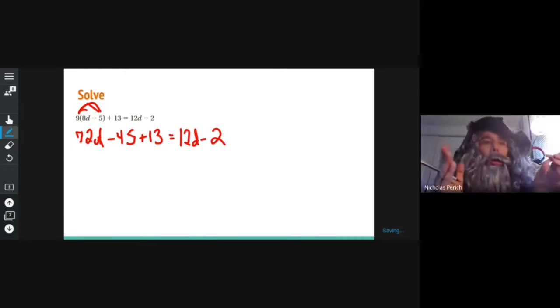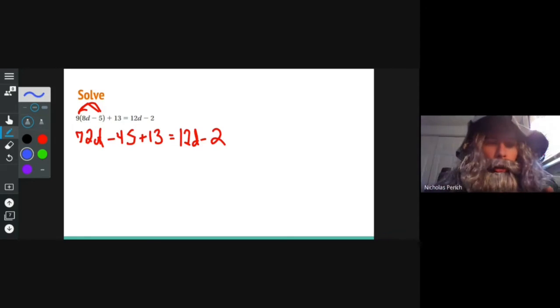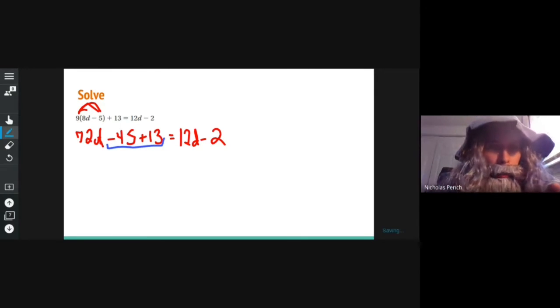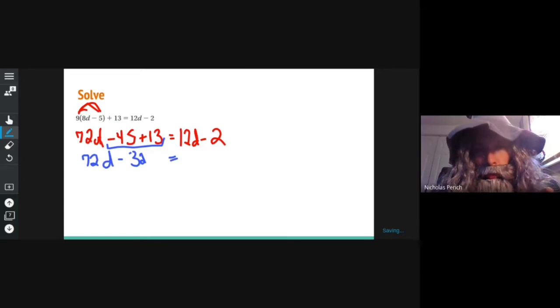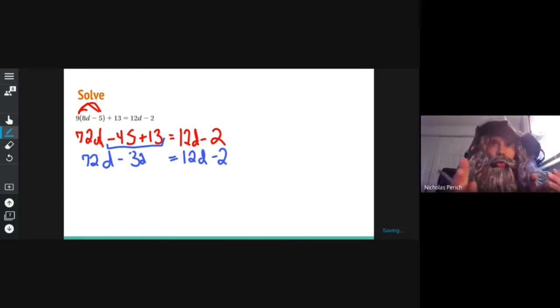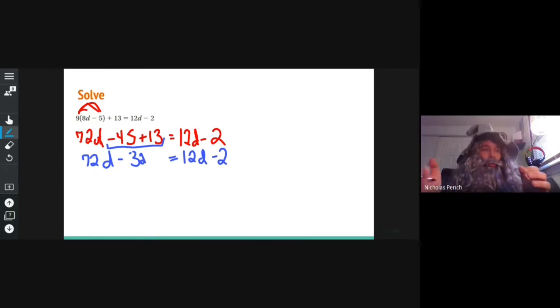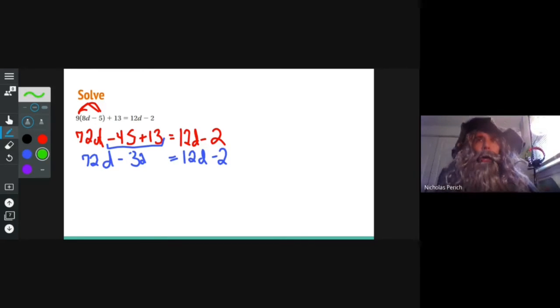-2. Oh, it looks to me on the left that I can combine like terms and make that -32. So the 72 demons come along. And that's going to equal 12 demons -2. Now we have 72 demons on the left, and we have 12 demons on the right, and I will use my powers of exorcism to cast out the 12 demons on the right.